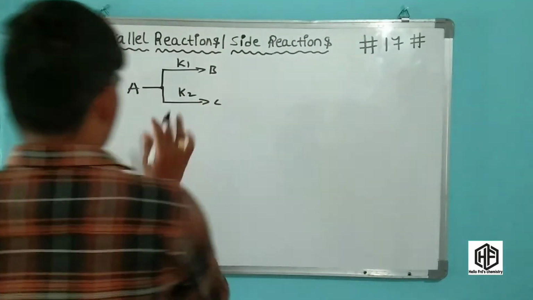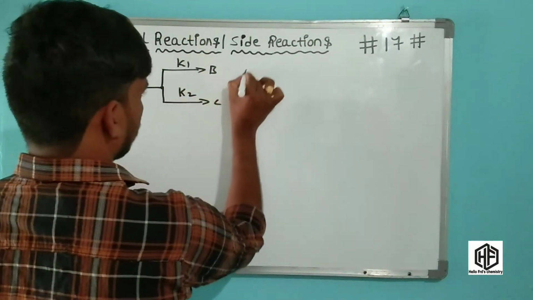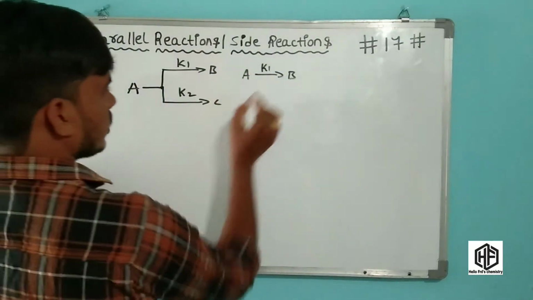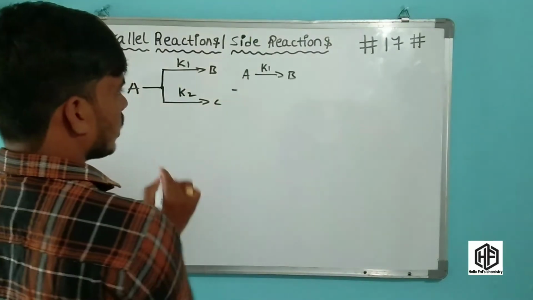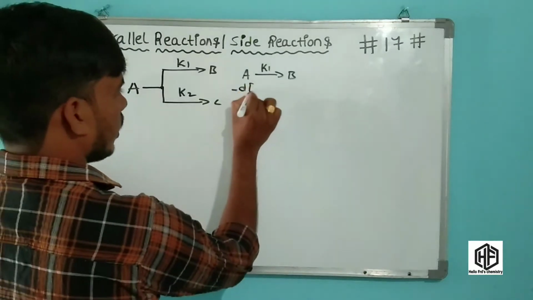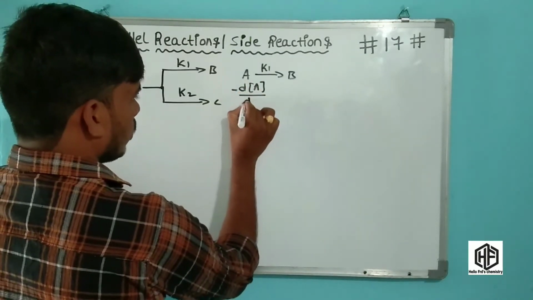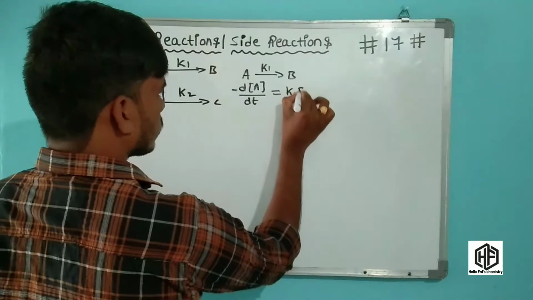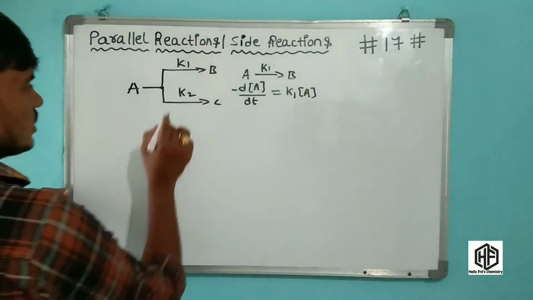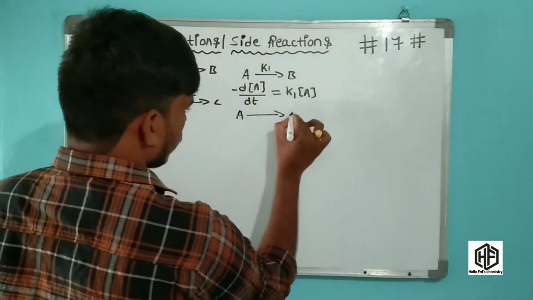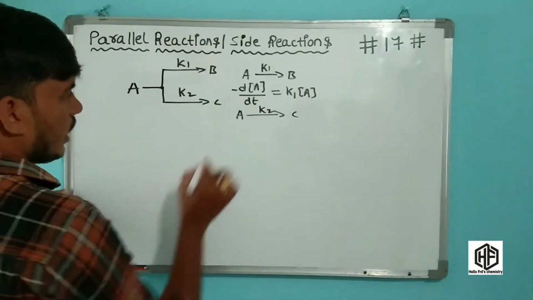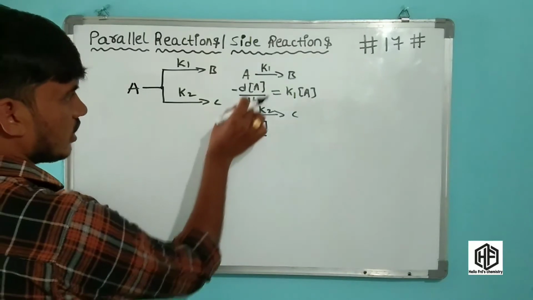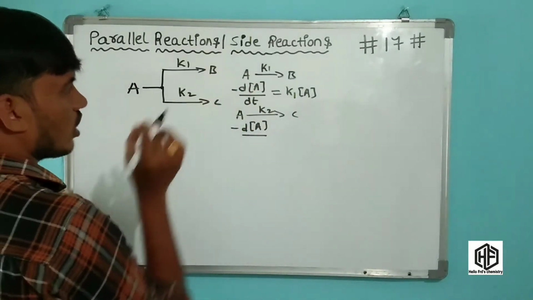Okay friends, generally A gives B, with rate constant K1. The rate of reaction for A giving B has a negative sign, since A is a reactant: minus change in concentration of A with time, dA by dt, is equal to K1 into the concentration of A. Similarly, A gives C, with rate constant K2. The negative sign is present because the concentration of the reactant decreases.